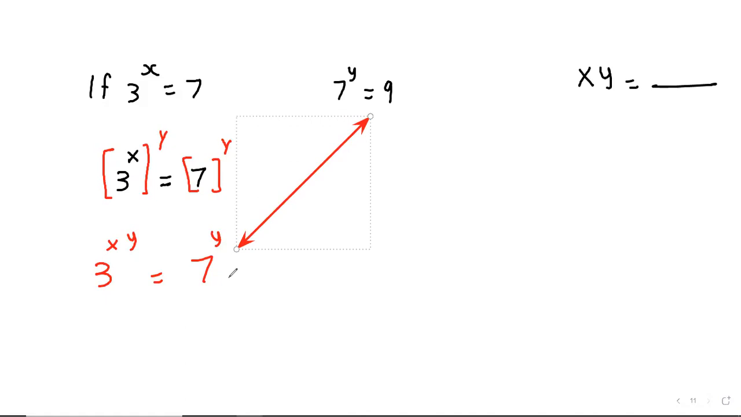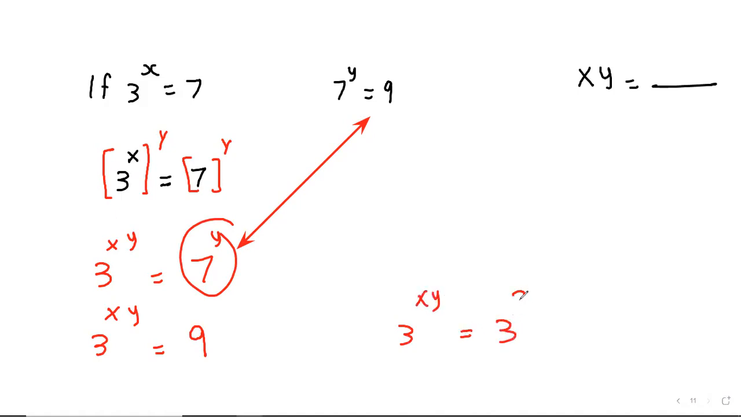So we're going to write 9 instead of 7 to the power of y. So 3 to the power of xy equals 9, which can be written as 3 to the power of 2. So xy in this case is equal to 2.